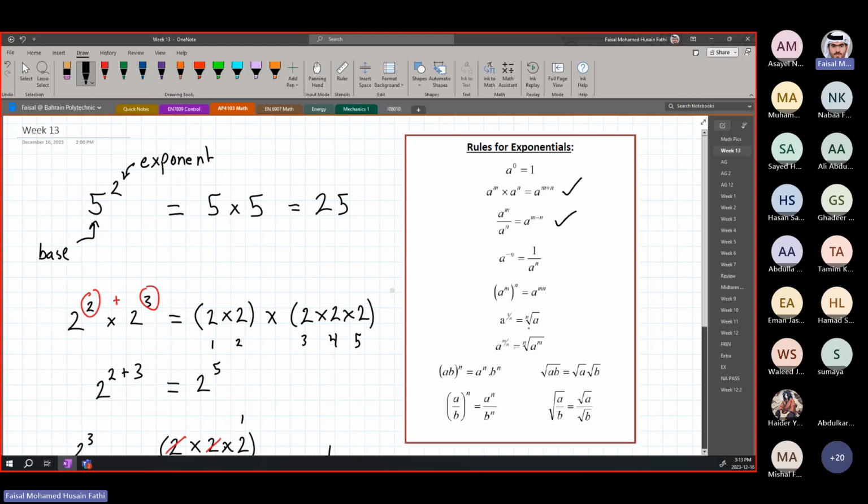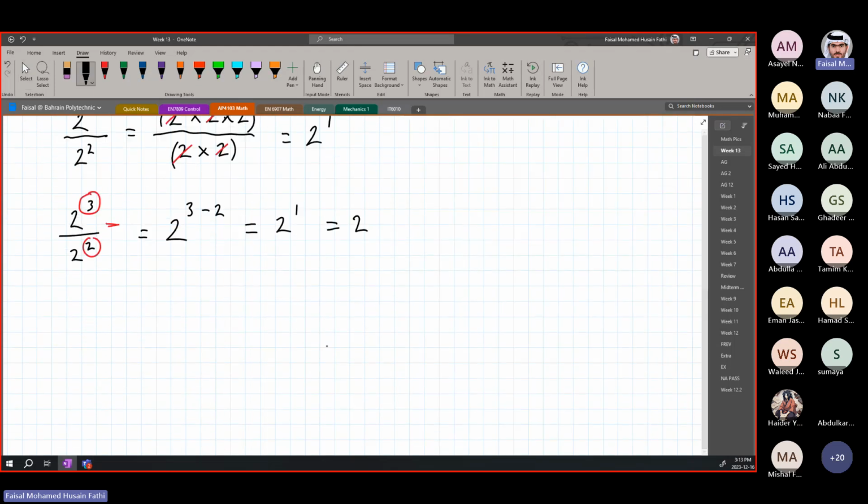Let's go now to a to the power 0 equal 1. Let's say we have 2 to the power of 5 divided by 2 to the power of 5. As we use the previous rule, we can say this is 2 to the power of 5 minus 5, isn't that right? So this is basically equal to 2 to the power of 0, because 5 minus 5 is equal to 0. Now, what is any number divided by itself?